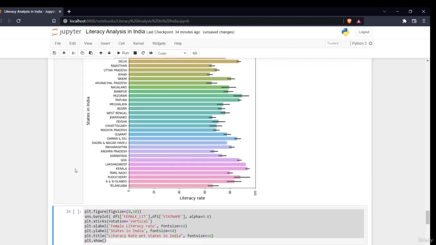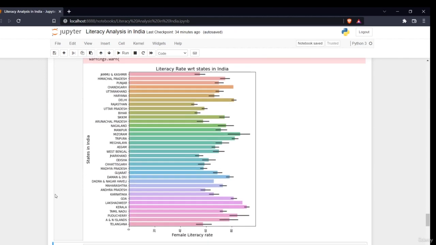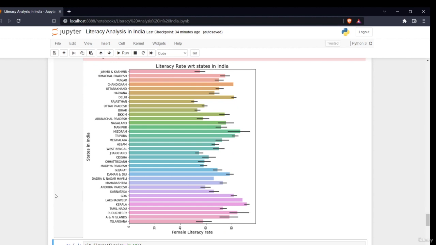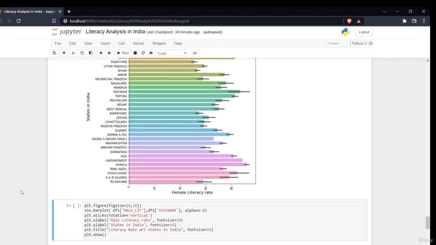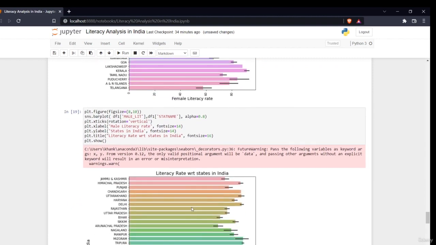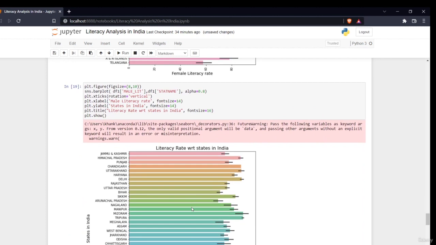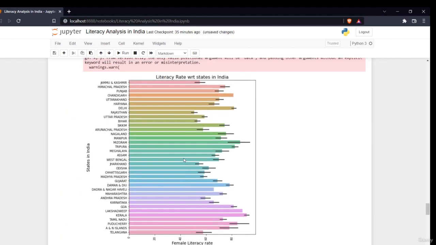So now let's see the male and female. What is the difference? This is the female literacy rate, and in this we see the difference. Now we'll be seeing a very interesting thing. I'm just plotting both the female and the male together. This is the male and the female, and now you see the literacy and the difference between them. You can already see the difference. This is the female one.